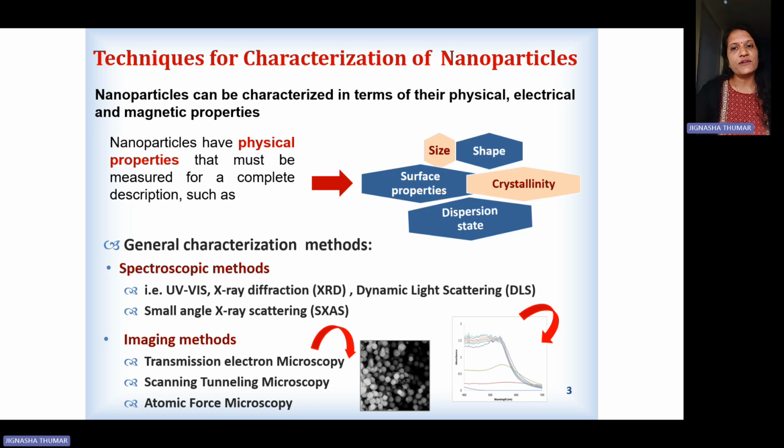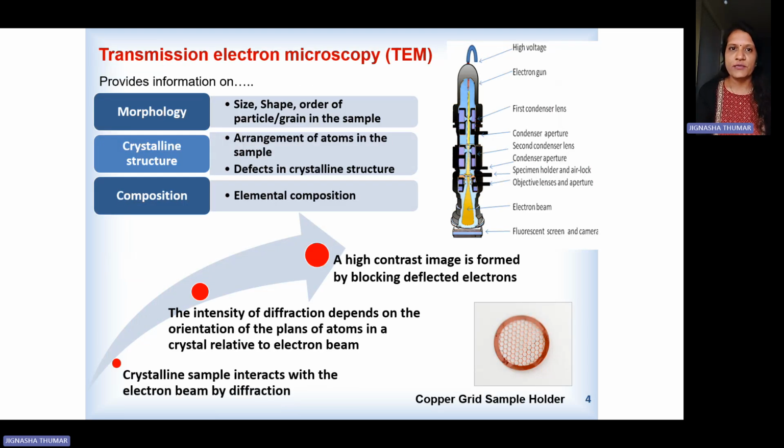Let me introduce you to transmission electron microscopy and how it can be helpful for the characterization of nanoparticles. Transmission electron microscopy gives us an idea about the morphology of nanoparticles, such as size, shape, and crystal structure. In addition, we can also use it to know the elemental composition of the nanomaterial. This is the traditional transmission electron microscope, where we use an electron gun to generate a beam of electrons, which is focused on the copper grid sample holder on which a very thin sample is loaded.